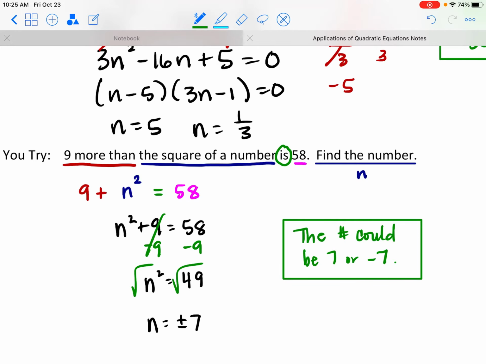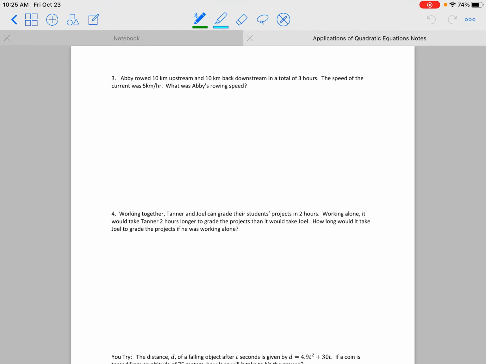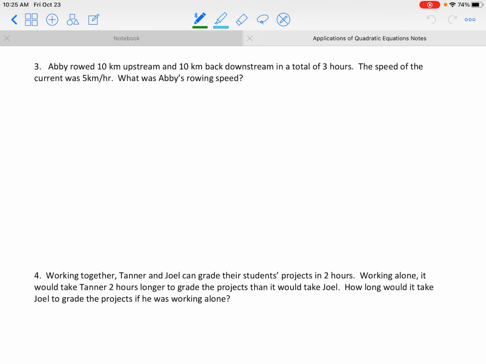All right, moving right along. So in the next couple of examples, hopefully you're going to see some things that look familiar. We looked at these types of problems in our rational units where we're dealing with fractions of polynomials. So for example, on number 3, it says that Abby rode 10 kilometers upstream and 10 kilometers back downstream in a total of 3 hours, and the speed of the current was 5 kilometers per hour. What was Abby's rowing speed?